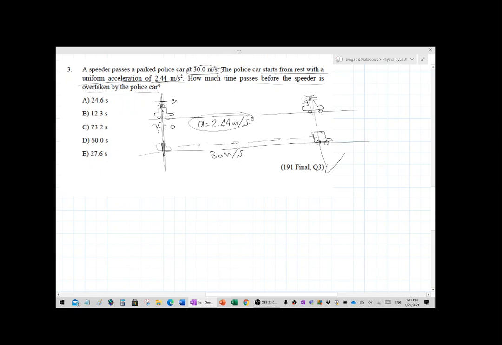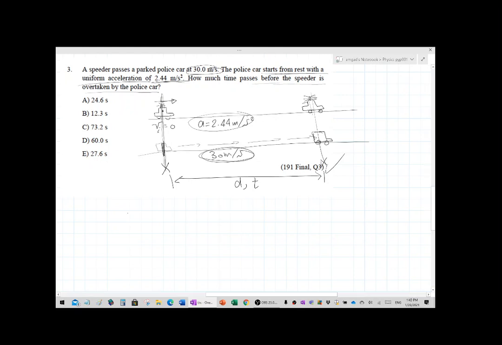Also, what about the distance? It will be the same distance. The distance between this point and this point will be the same. So the distance and the time are the same. But the difference is in what? The speeder moves with a constant speed, while the police car has an acceleration, so its velocity or its speed increases. Okay?